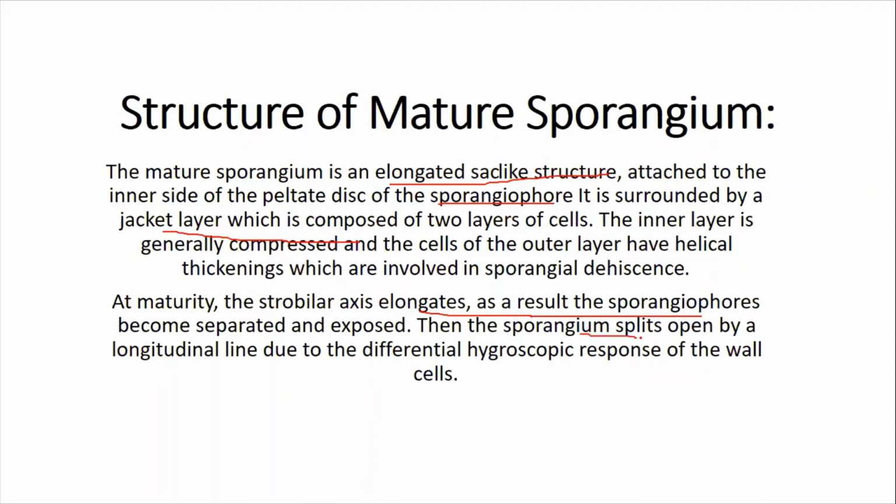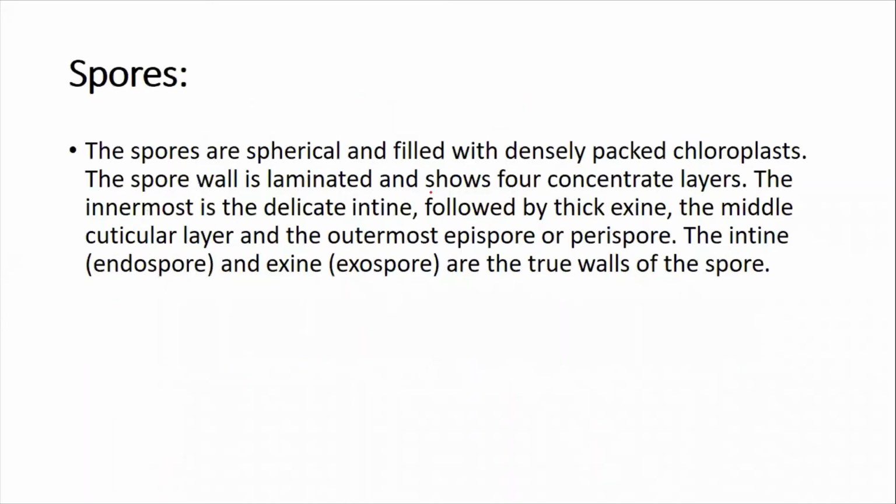Then each sporangium splits open along a longitudinal line due to the hygroscopic response of the wall cells. So what is this doing? The wall layers of the sporangia absorb more water. As the water is absorbed, they swell, and along the longitudinal line the sporangium splits and all the spores are liberated out into the surrounding environment.